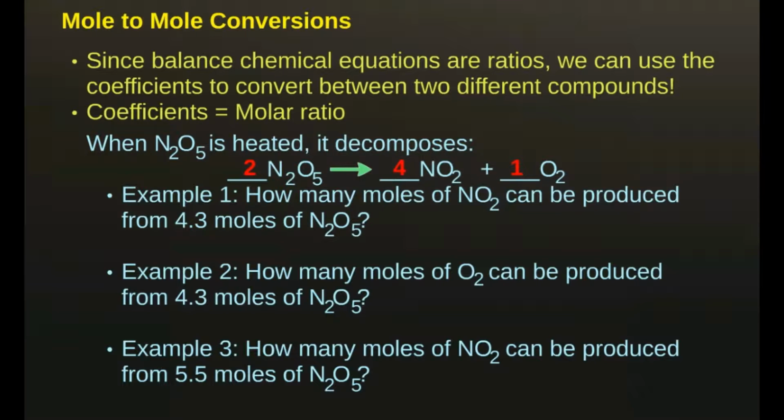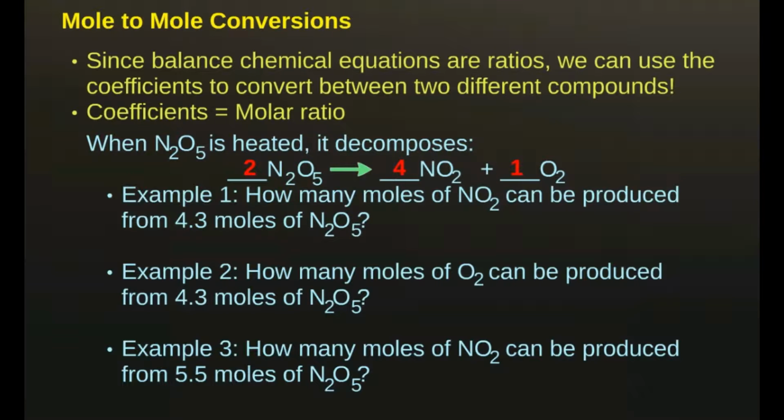When we do that, we end up with 2, 4, 1. That's our ratios. That ratio's locked in. It's never going to change. So what is my ratio between N2O5 and NO2? Look at the red numbers. 2 to 4. What's my ratio between N2O5 and O2? 2 to 1. What's my ratio between NO2 and O2? 4 to 1. That's how you need to read it.